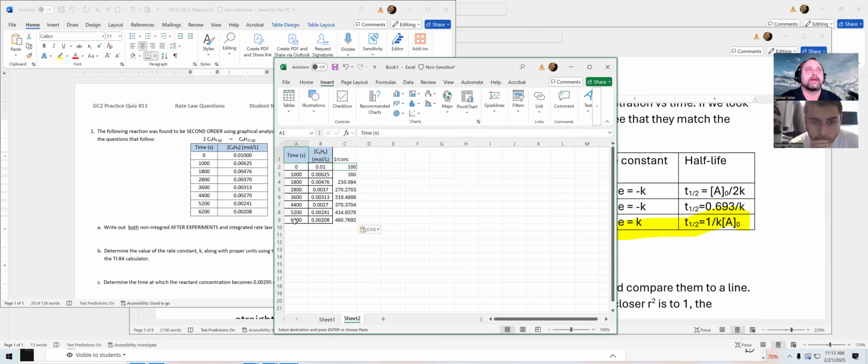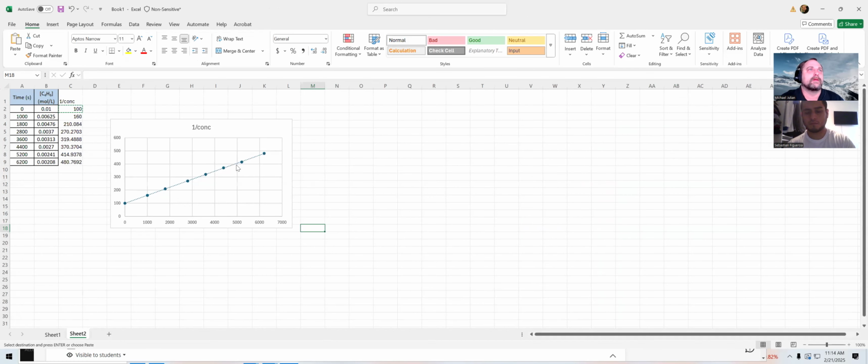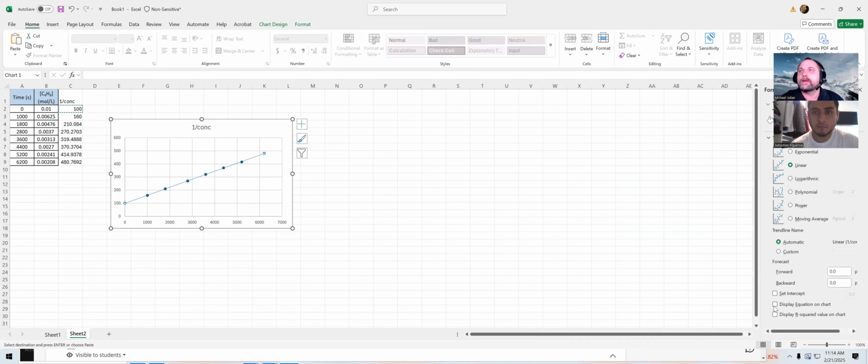And so I'm going to go ahead and insert while I'm here. I'm going to highlight this and insert an XY scatter for this, so 1 over concentration. And the main thing we're after here is actually the trend line being linear. This isn't going to show it until it's over there. So I'm going to format this trend line, and I need to make sure I have my equation and R squared. So R squared is really good here at 0.99.